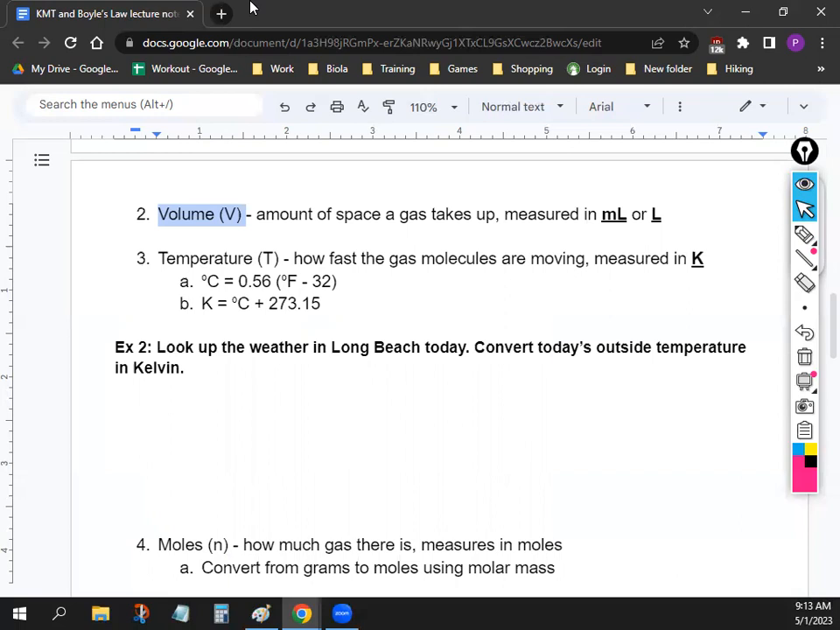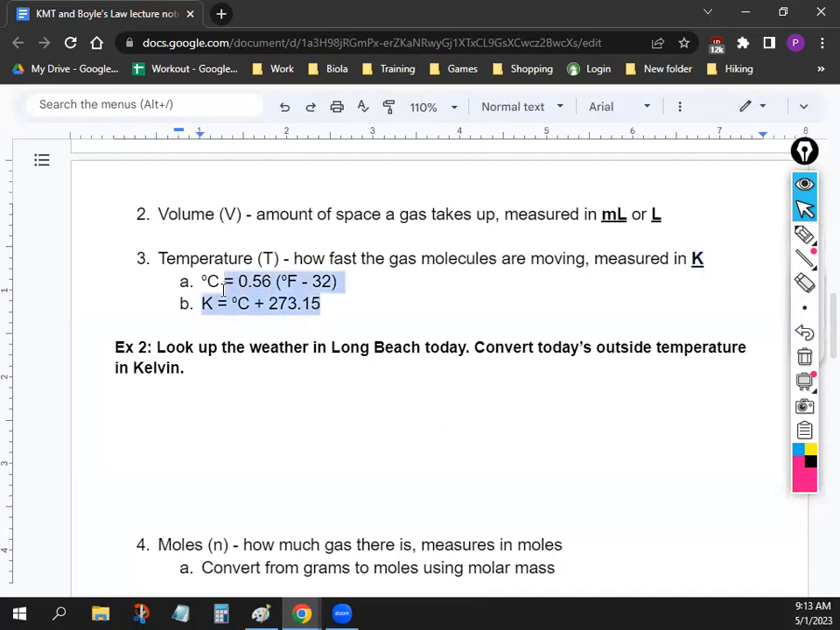I am. All right, and then the third one is temperature. Temperature is how fast the gas molecules move. So the hotter you make it, the faster the gas molecules will move. In this class, we measure it in something called Kelvin. I know that we don't typically use Kelvin in our everyday lives.